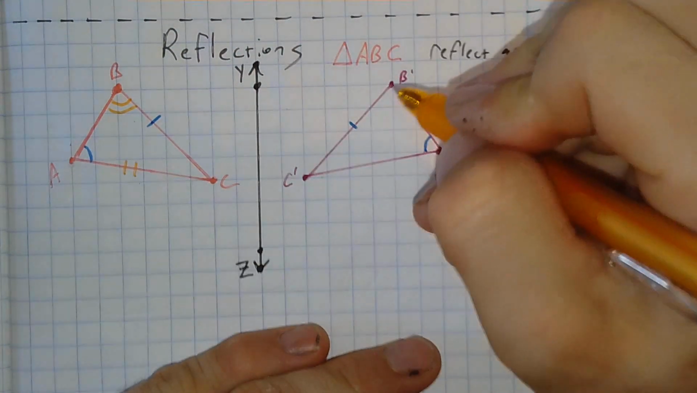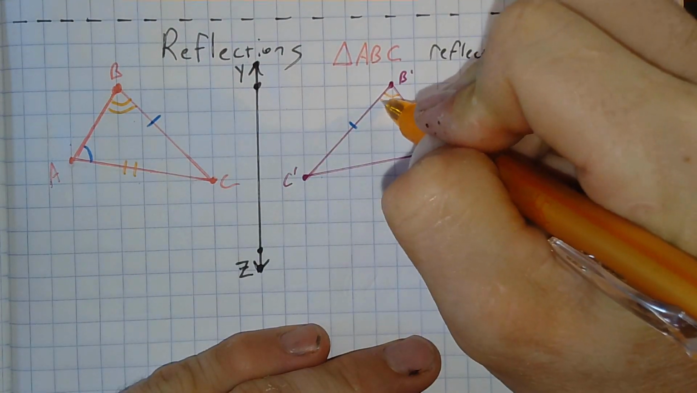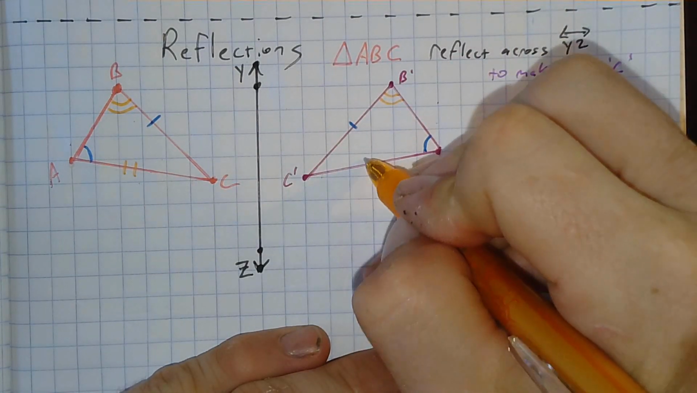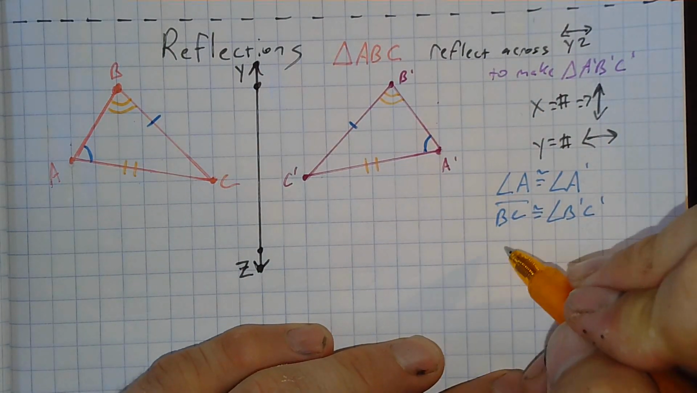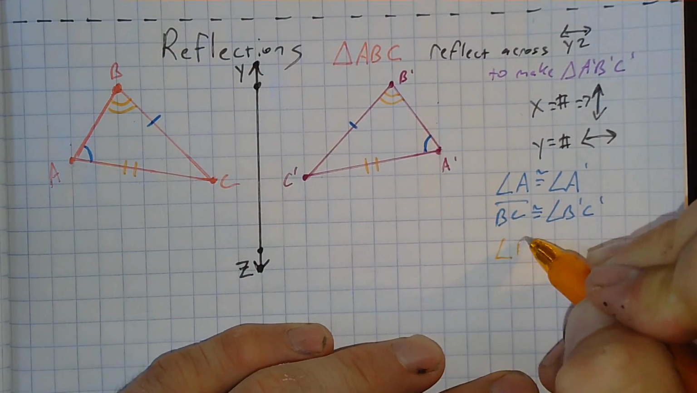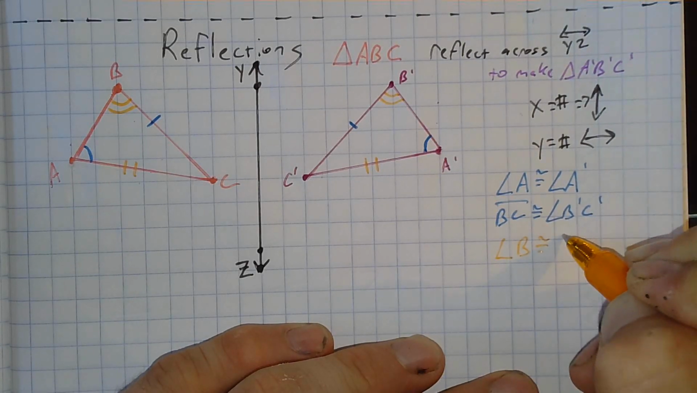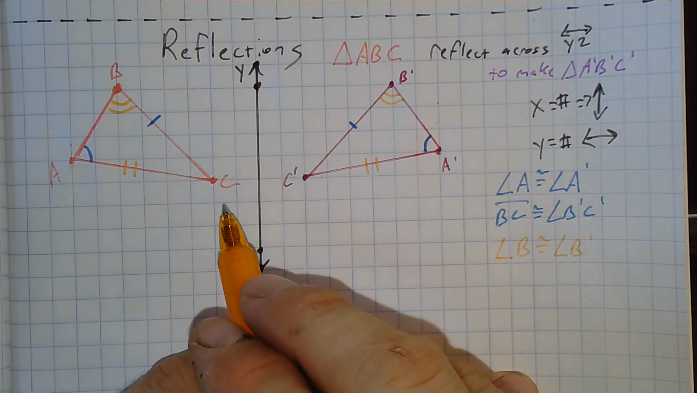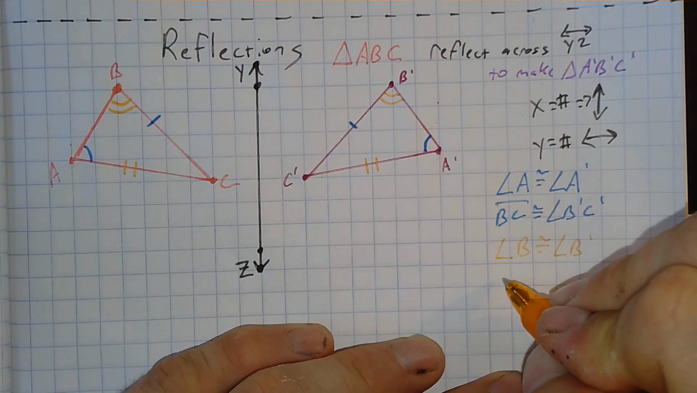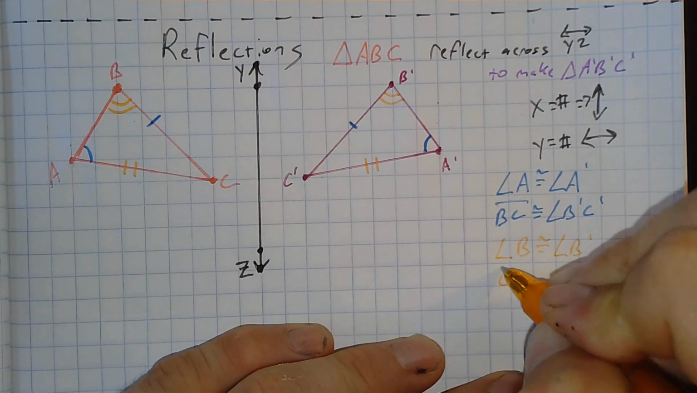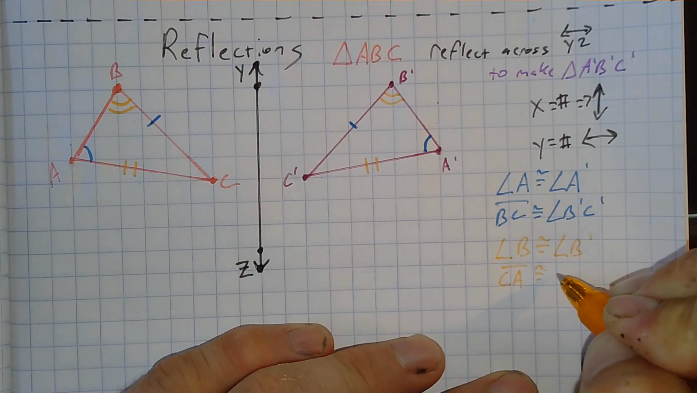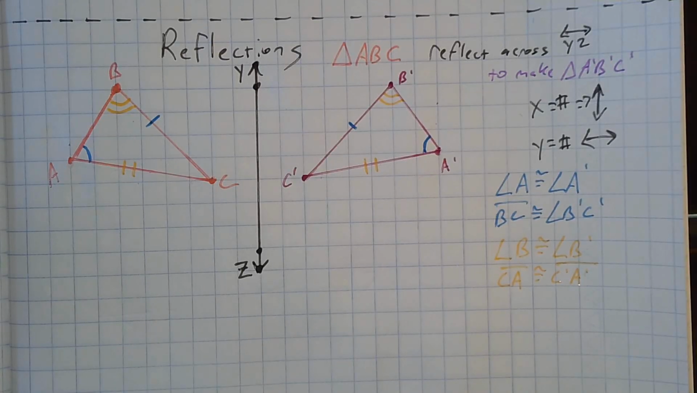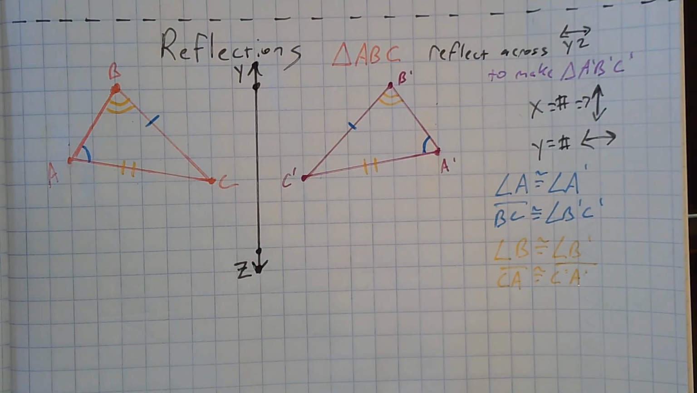Okay, and over here, angle B is congruent to angle B prime, and C prime A prime is congruent to AC. So I'll just say that angle B is congruent to angle B prime, and line segment CA is congruent to line segment C prime A prime. That's orange. Okay, and then let's go to green this time.